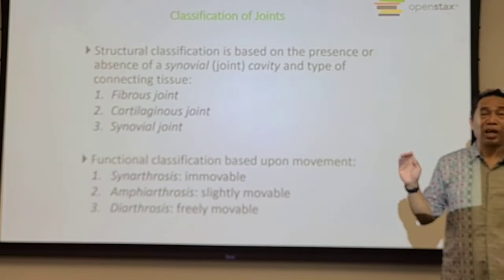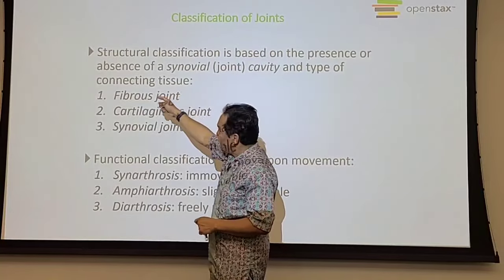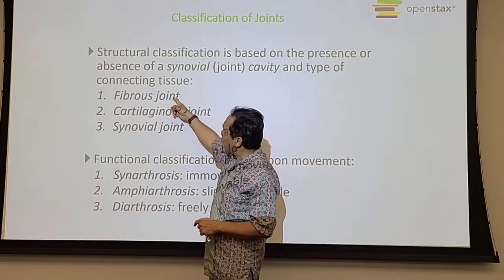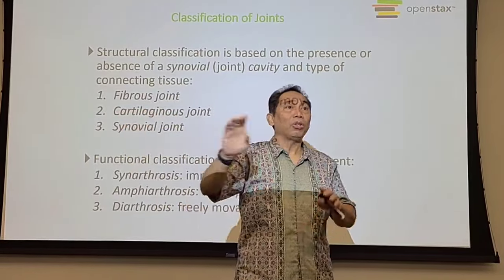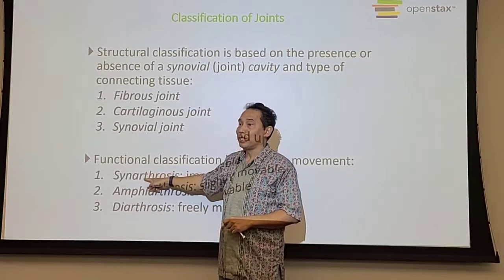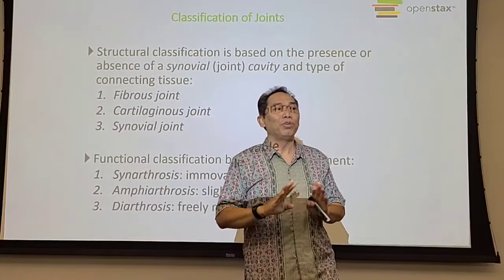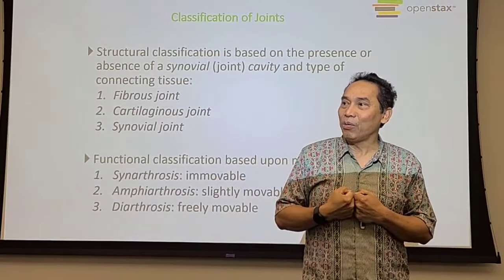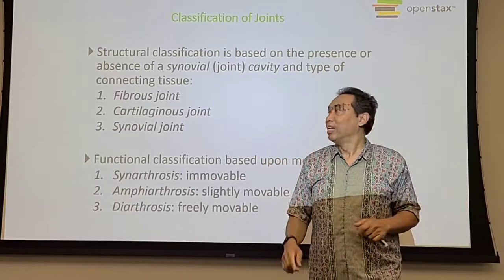Are you with me? Now, this is just for general connection. Most fibrous joints, not all of them, remember, most of them are synarthrosis. What does that mean? Most of the fibrous joints are immovable. So if they are connected by fiber, mostly they will be immovable. Okay, that's the general rule.